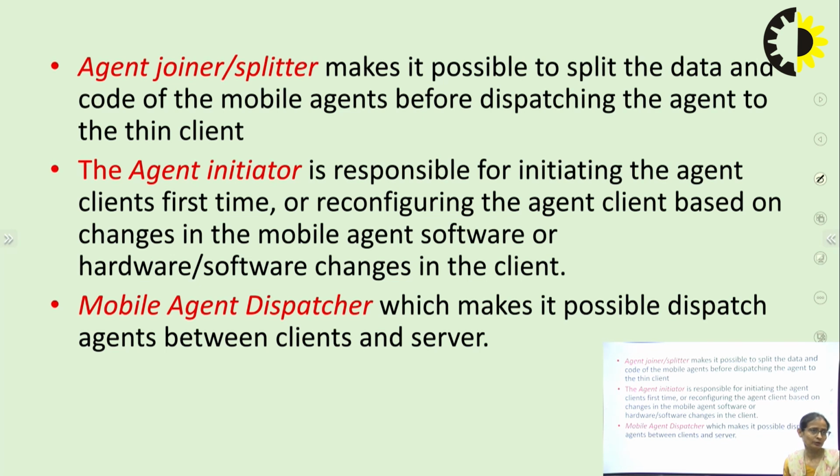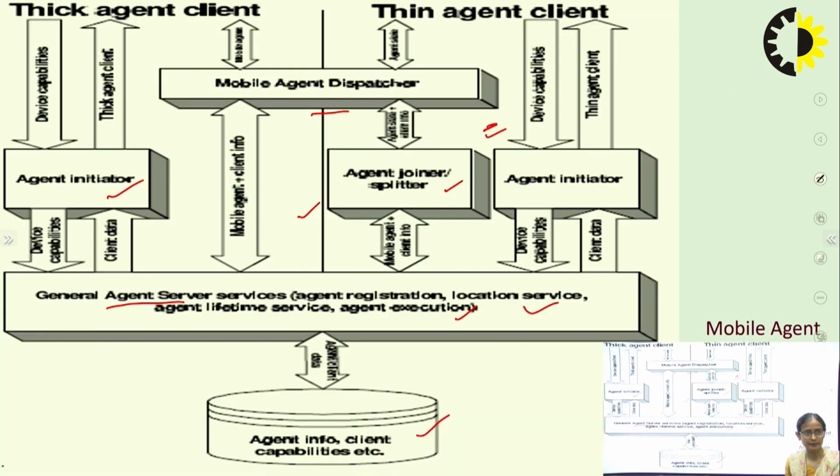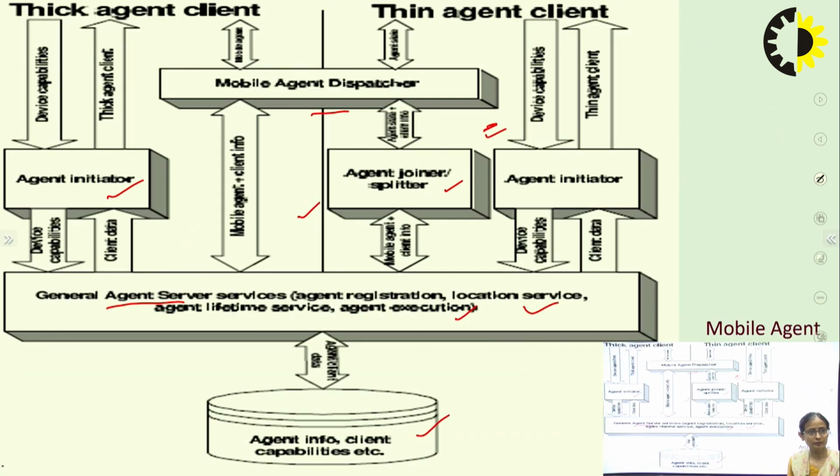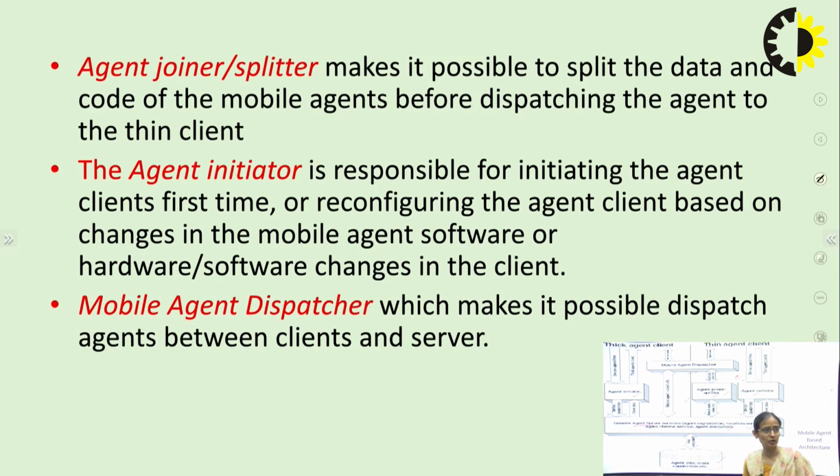The agent joiner or splitter makes it possible to split the data and code of the mobile agents before dispatching the agent to the thin client. As we have seen here, in the case of the thin client, we have agent state, whereas thick agents, the mobile agents, can move and do the computation. So in the case of the thin client architecture, for the agent client, we need an agent joiner or splitter and the agent initiator.